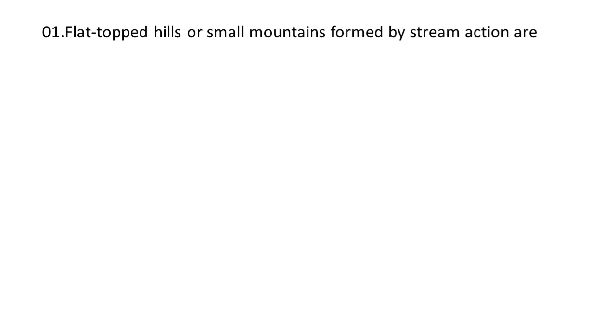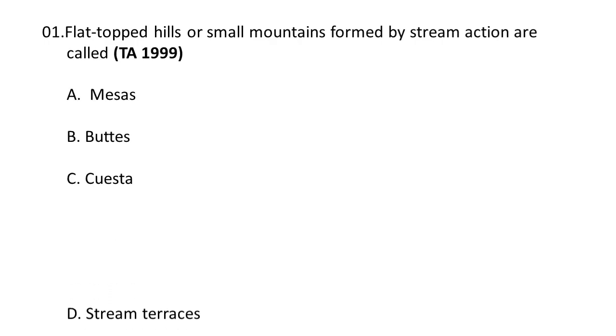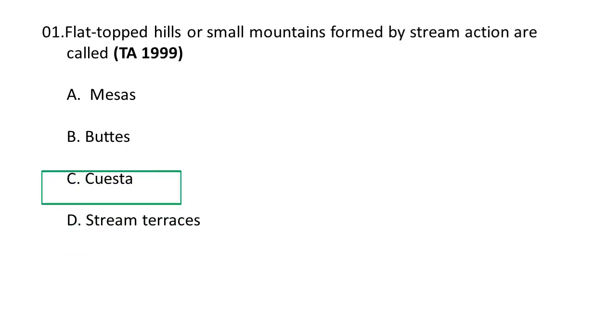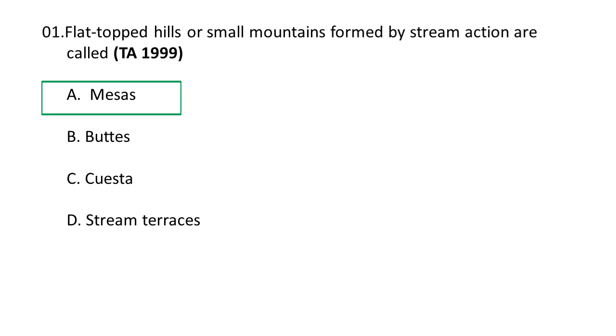Flat-topped hills or small mountains formed by stream action are called? The options given are A. Mesas, B. Buttes, C. Cuesta, D. Stream terraces. So flat-topped hills or small mountains formed by stream action are known as mesas. A mesa is a flat-topped hill or mountain with steep sides that is isolated and stands above a plain. Mesas are usually wider than they are tall. So A. Mesas is the correct option.